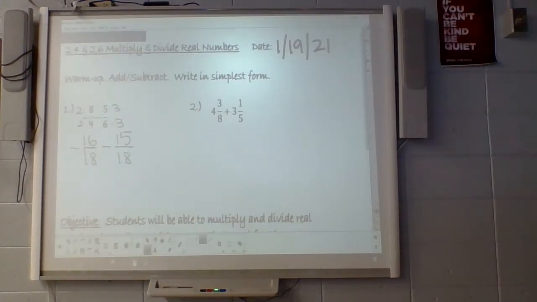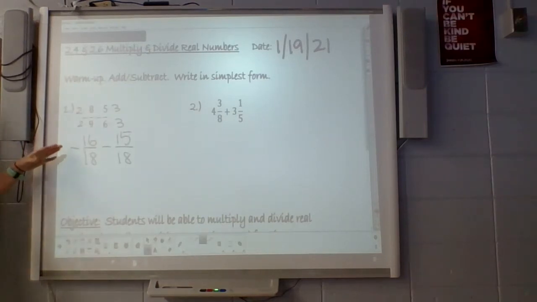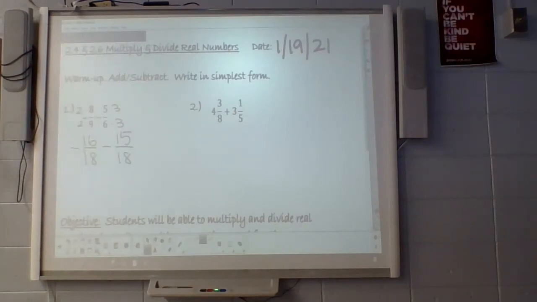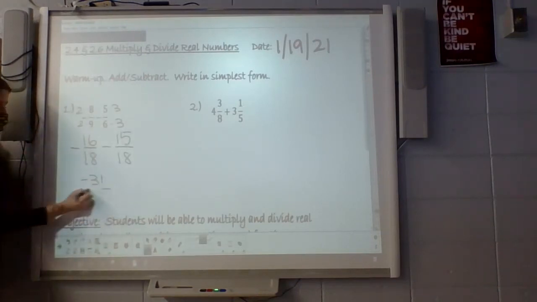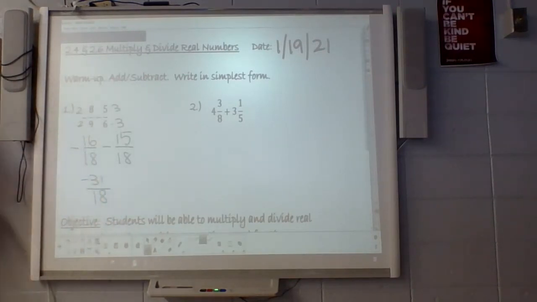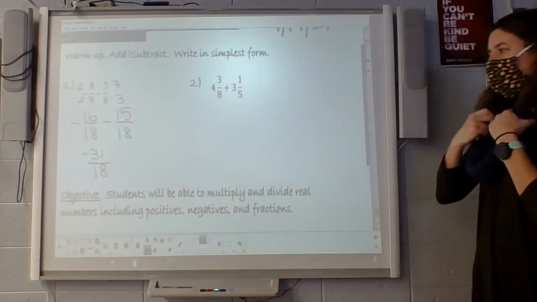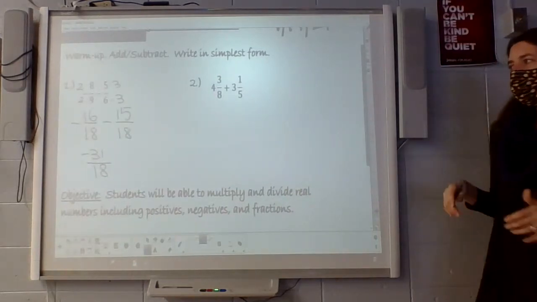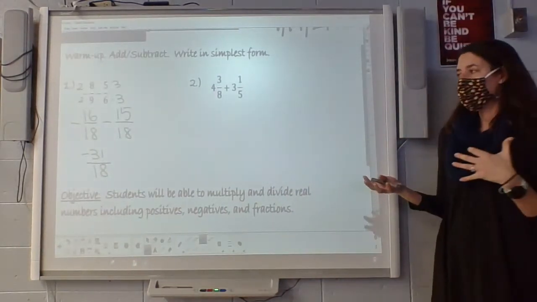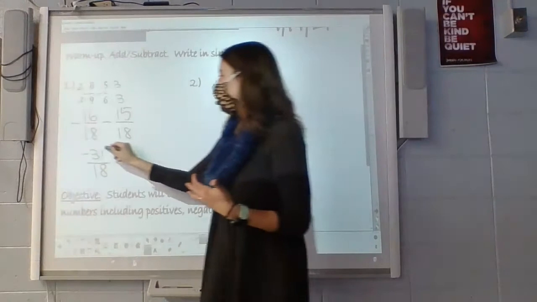All right, so we're going to combine these two now. So we have a negative 16 and a negative 15. They're both negative, so you go more negative. Remember, you lost some more. We lost a total of 31, right? And then 31 happens to be a prime number. So nothing goes into 31 that I can think of, other than 31 and 1. And so this is the simplified answer.